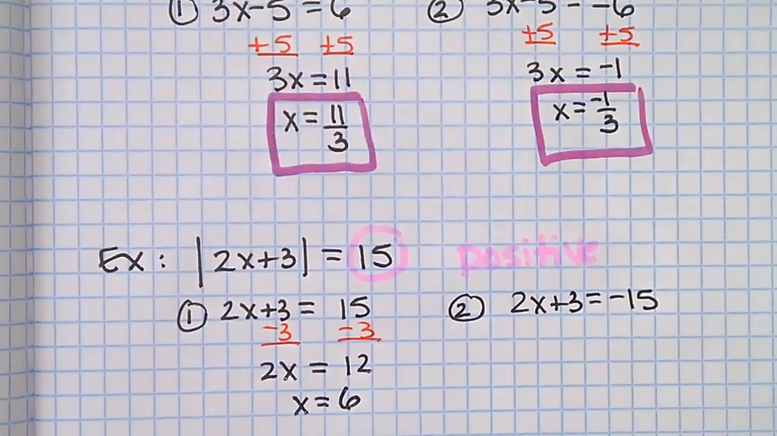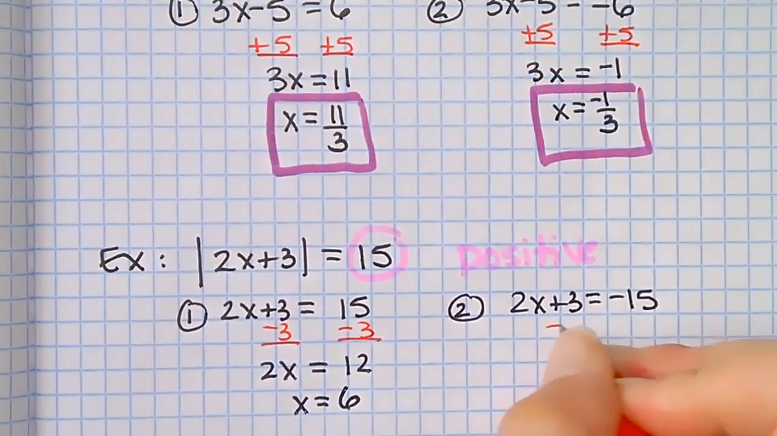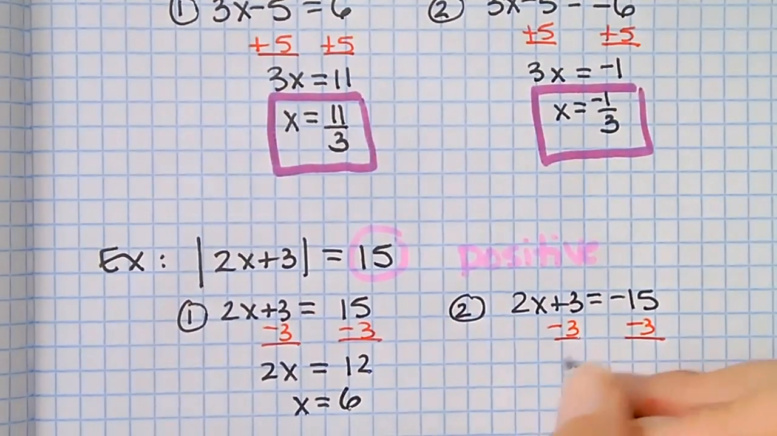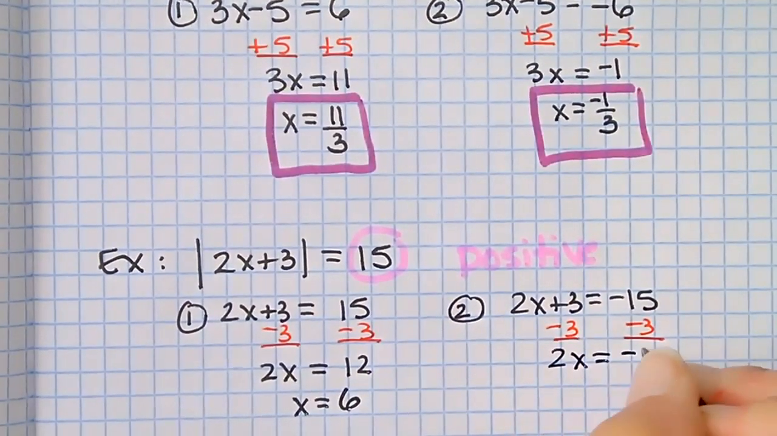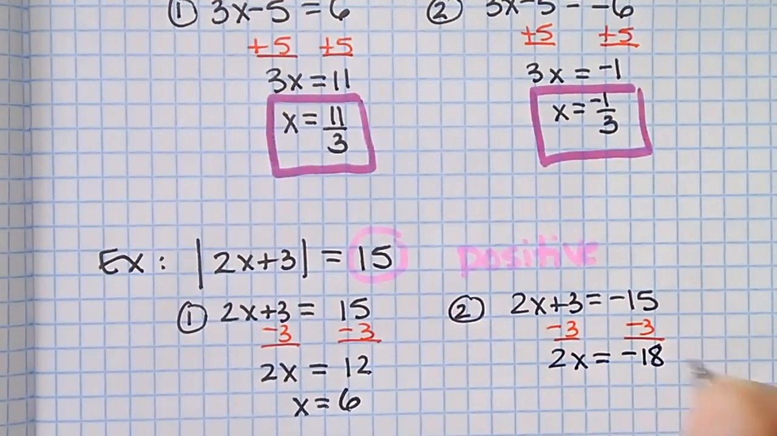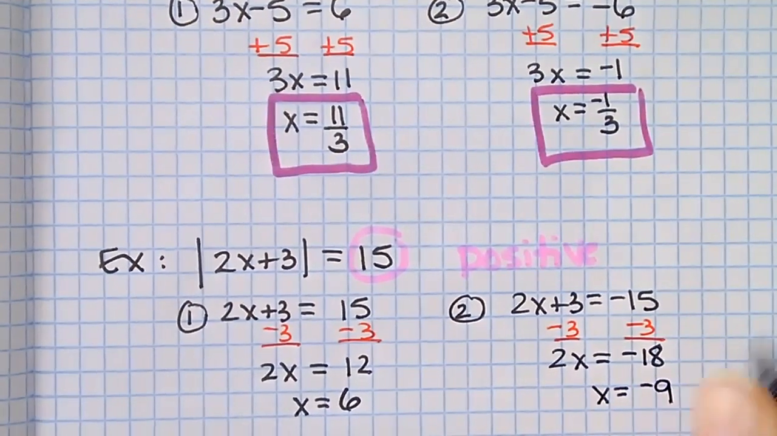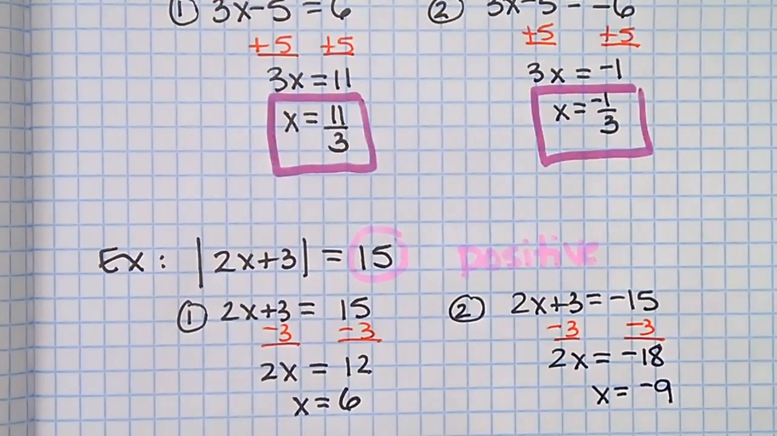On the other side, I'm going to also subtract 3 from both sides. And when I do, I get 2x is equal to a -18. I'm going to divide both sides by 2, and I get x is equal to -9. And these are my two answers.